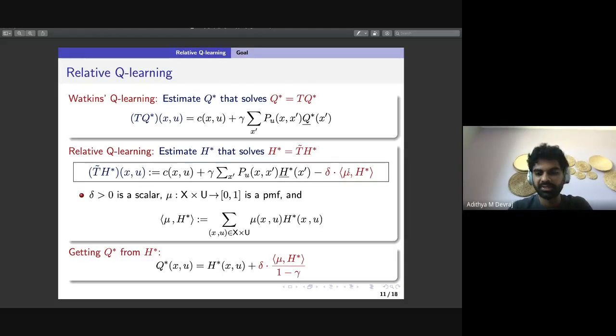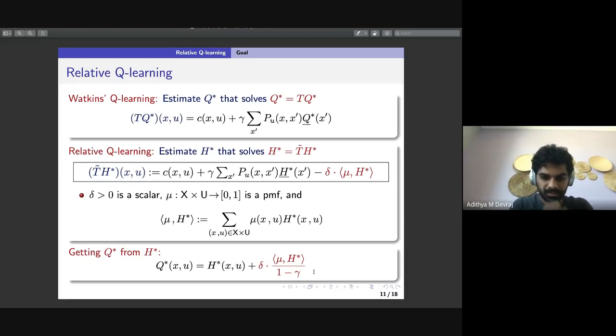And let's say you solve this modified fixed point equation instead of this fixed point equation here. There's actually a direct relationship between the solution to this relative Bellman equation and the solution to the Bellman equation in this form over here. So you see that the Q function is equal to the relative Q function plus some constant that basically blows up as the discount factor gamma is arbitrarily close to 1.